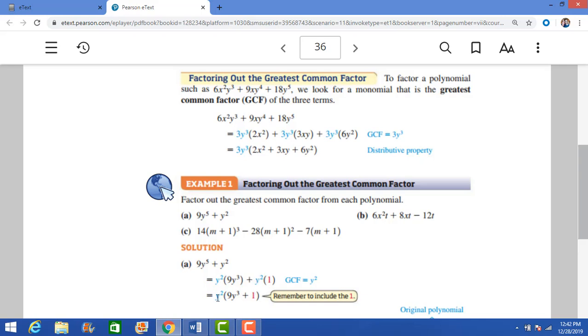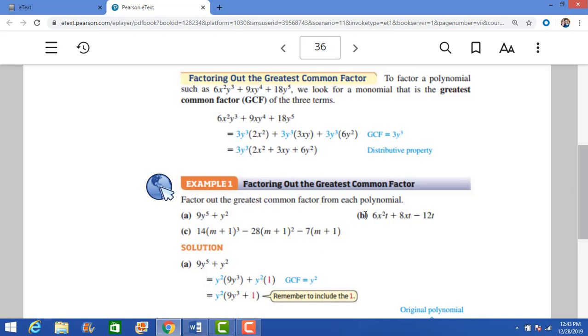So we could pull out the y squared, and we get y squared times the quantity 9y cubed plus 1. Okay? Now don't forget this. This is important: if this is a common factor, we always leave a 1 behind, not a 0. Some students will put a 0 here, but remember, we're writing as a product of two factors, right? Y squared times 1. Okay, because again, how do we get back to the original expression, right?